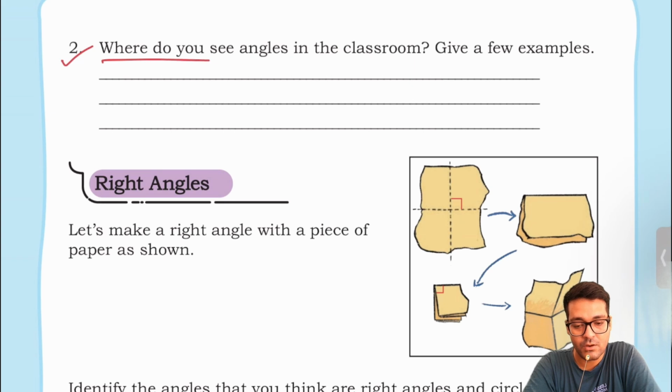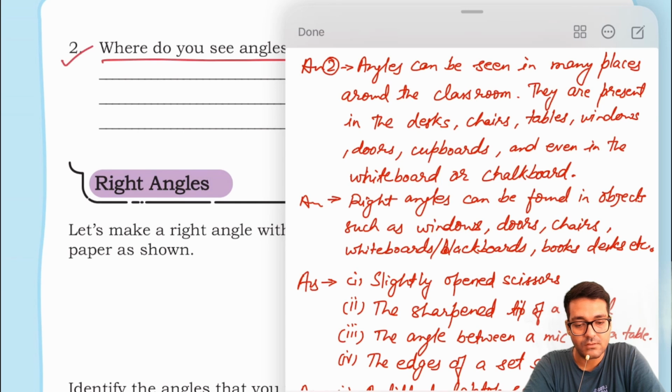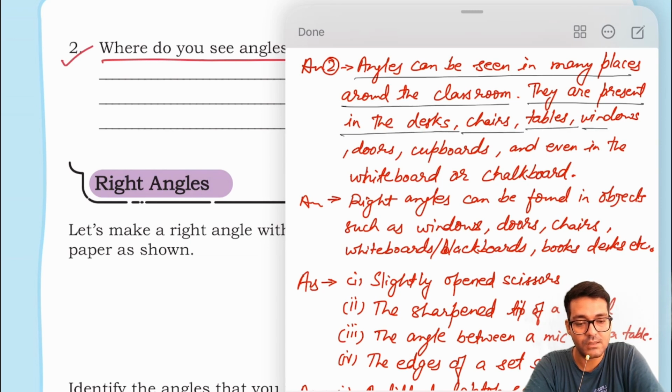2. Where do you see angles in the classroom? Give a few examples. Answer. Angles can be seen in many places around the classroom. They are present in desks, chairs, tables, windows, doors, cupboards, and even in the whiteboard or chalkboard.